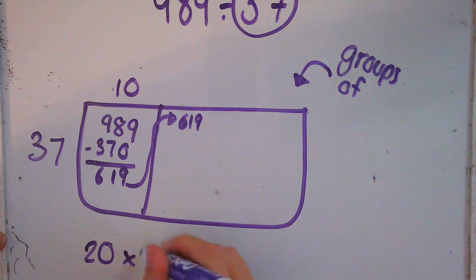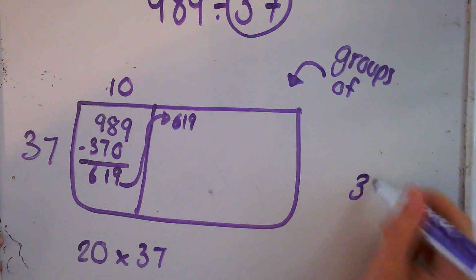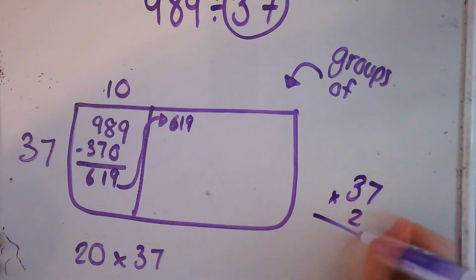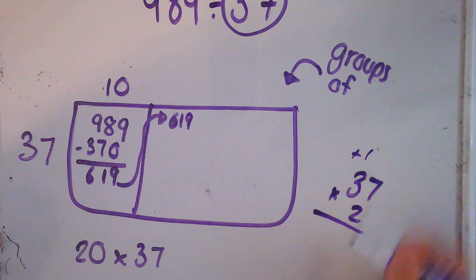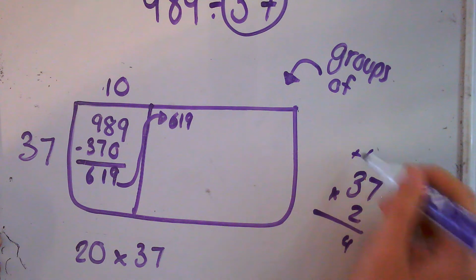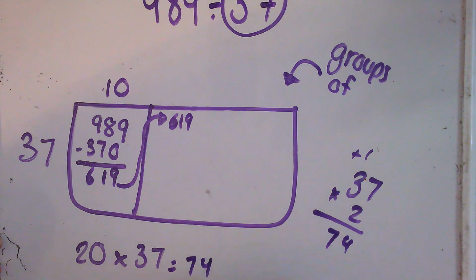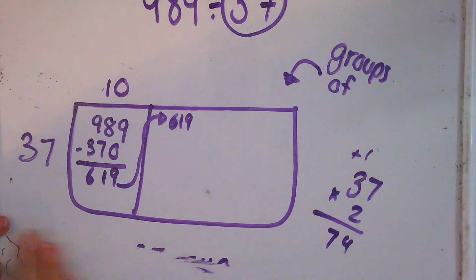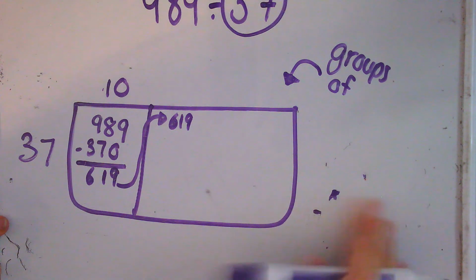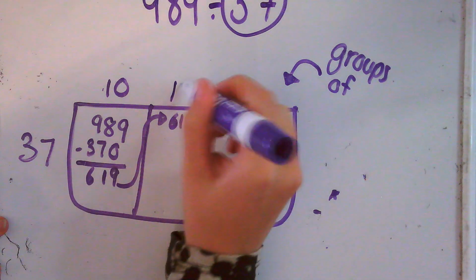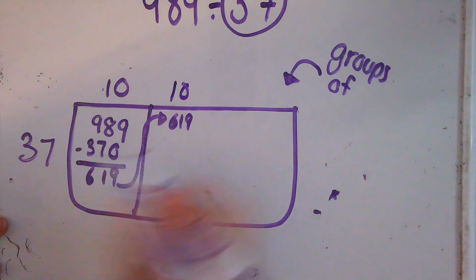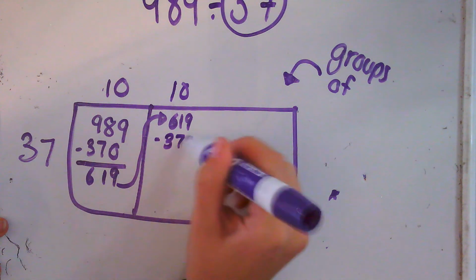20 times 37. Well, first I can do 37 times 2 and then add a 0 to it. Over here I'm going to do 37 times 2. 7 times 2 is 14. 3 times 2 is 6, plus 1 is 7. 74, plus 0. That gives us 740. That's too many. Let's just take out another 10 groups of 37. We already know that's 370, and we need to subtract it.